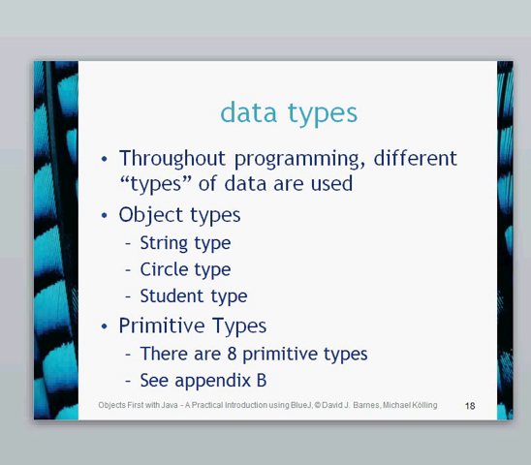There are eight primitive types as well, which are already created for you by Java, and if you want to have a little bit of a look into that now, it's shown in Appendix B. We will do that in the next chapter though.